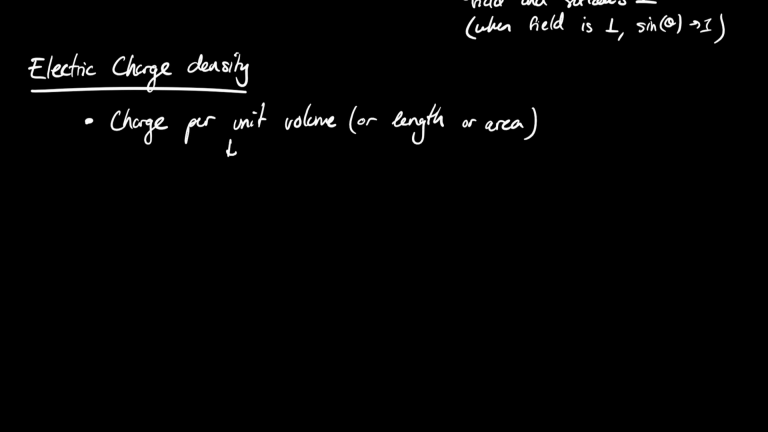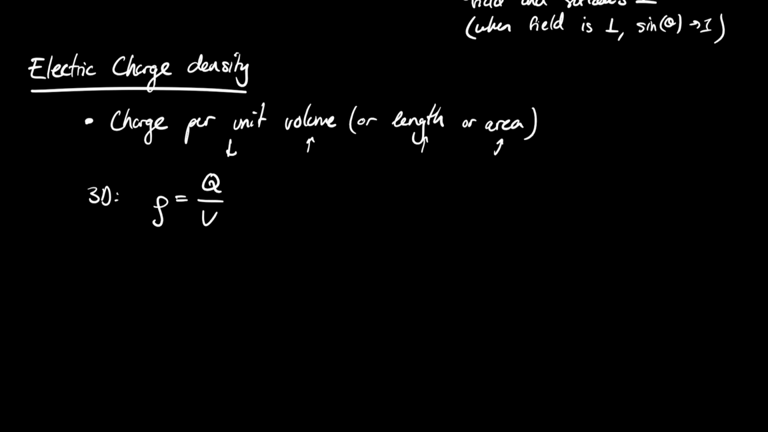So in equation form, this is written using 3 different symbols depending on whether you're using volume, length, or area. The traditional way to write it is for 3D problems, so those involving volume, the symbol is rho for charge density. And again, this equals the charge of the object divided by the volume of the object.